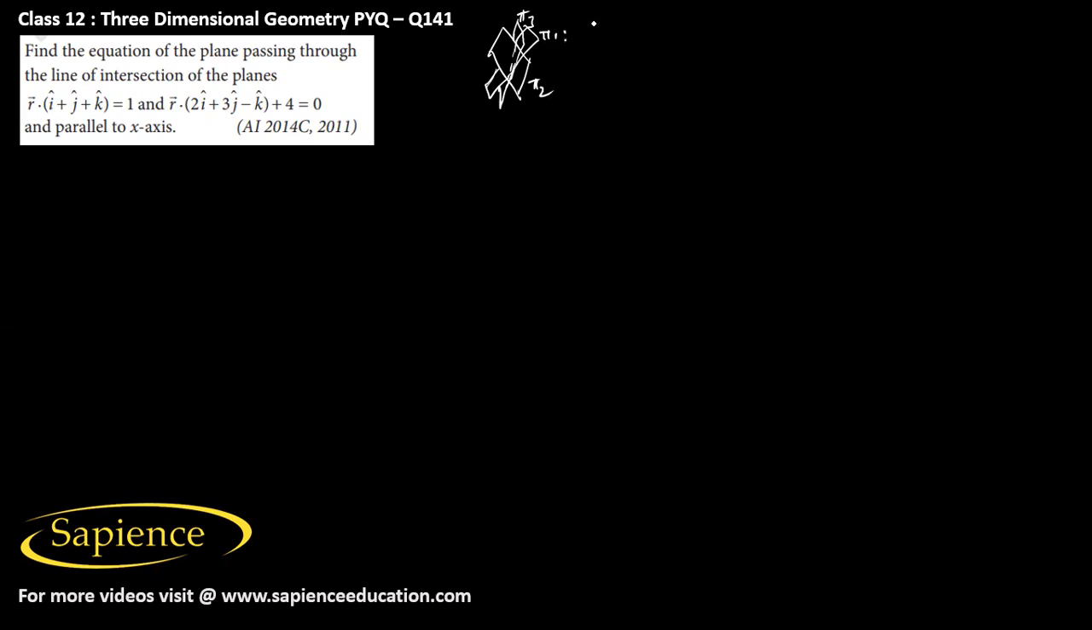The equation of pi1 is given as r vector dot (i cap plus j cap plus k cap) equal to 1. And the equation of the plane pi2 is given as r vector dot (2i cap plus 3j cap minus k cap) plus 4 equal to 0. And the equation of the plane pi3 will pass through the line of intersection of these two planes, pi1 and pi2.